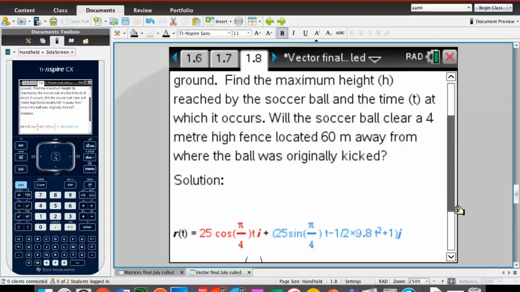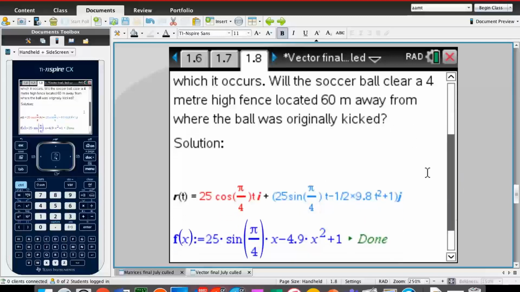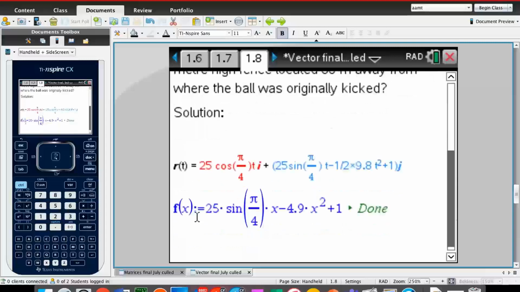So if we write this in component form, we've got 25, I've done it in red for the X component and blue for the Y component. So 25 cos of pi on 4 t, and then 25 sin of pi on 4 t minus a half g t squared plus 1 because it's 1 metre above the ground. And then I've defined a function for this y component because we want to look at that as well. So to define a function, I've done that in terms of x. So we're looking at a graph of that.